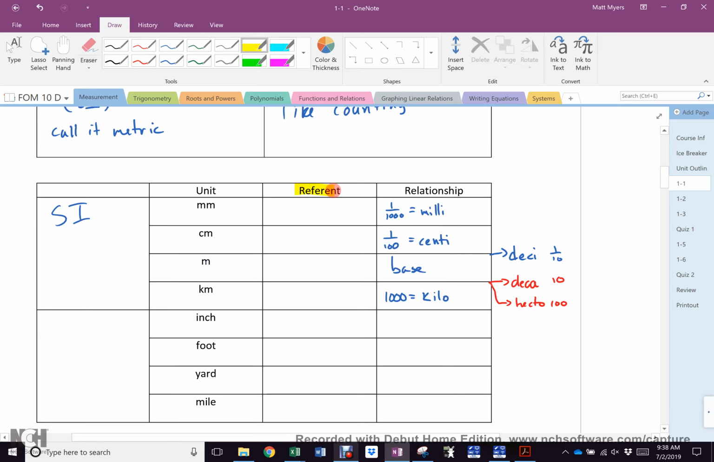Does anybody know what that word means? Referent. Does anybody see a word that's in there that you do know what it means? No one? You'll start talking sooner or later. I have faith. That has the word refer in it. What do I mean if I refer to something?